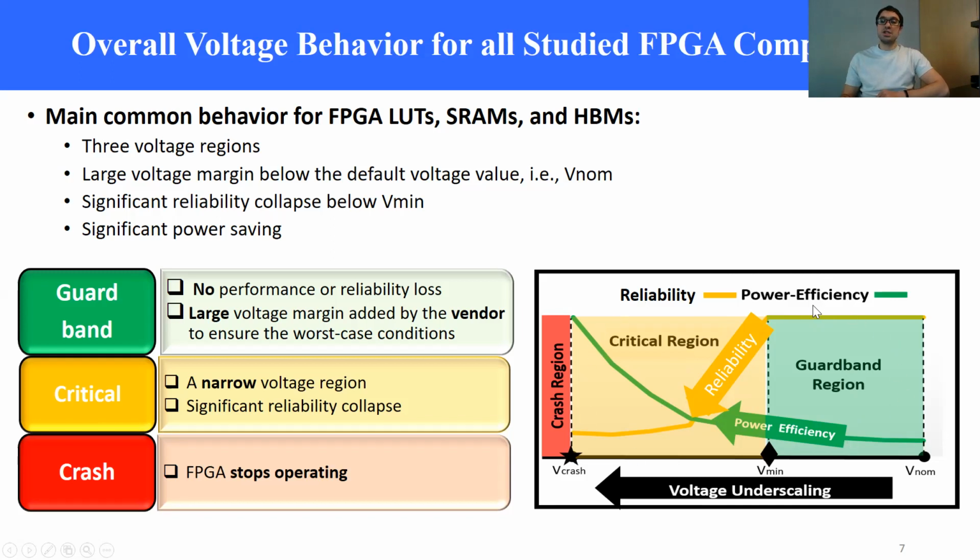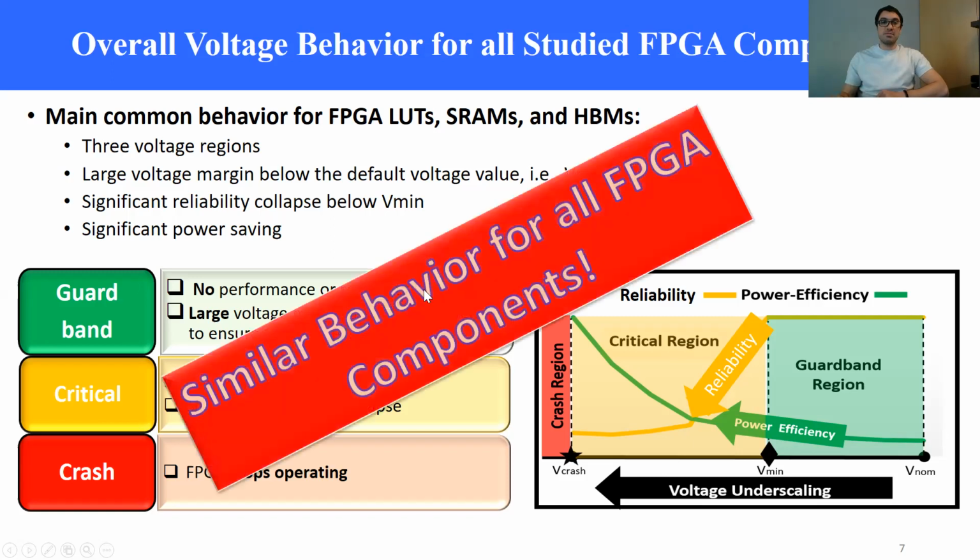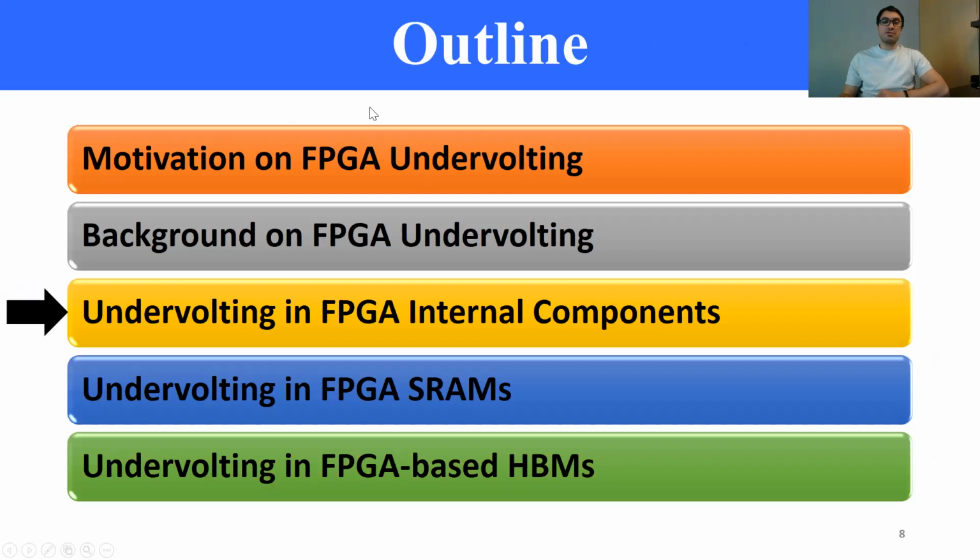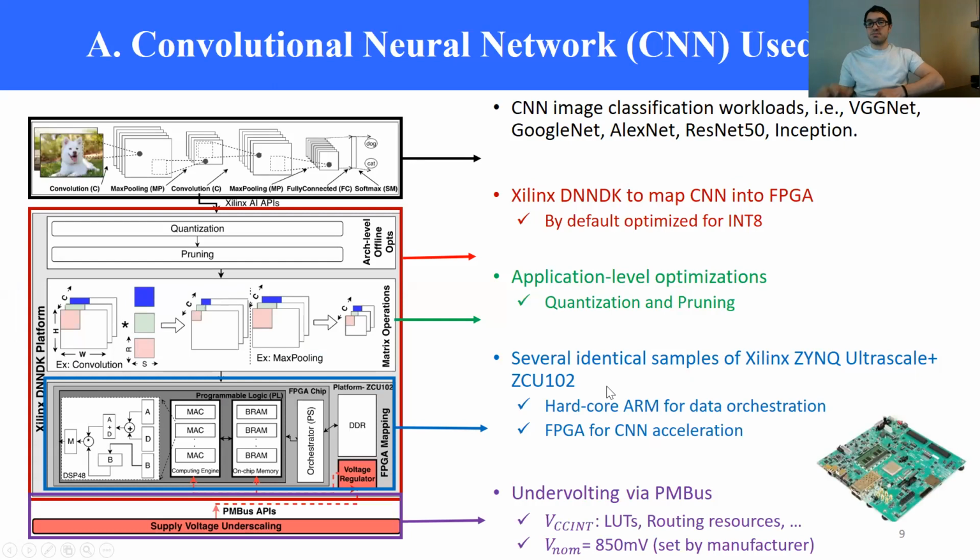Next, I'm going to go through each one of those three components one by one, and discuss the results and explore this behavior in more detail. As I mentioned, this is the common behavior for all the FPGA components. First, I would like to go through the internal components of the FPGA, which means mostly lookup tables, but can include routing resources as well.